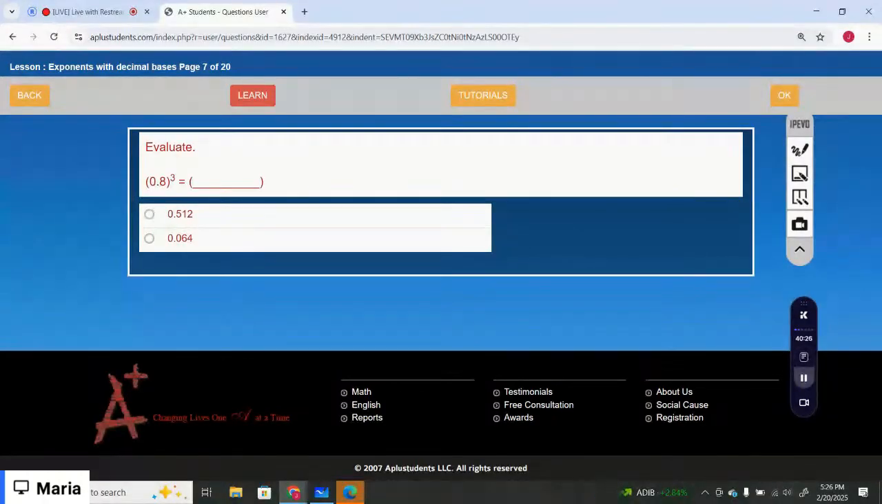0.8 cube. 0.8 times 0.8 times 0.8. So which is the correct option? Option number 1 is the correct option, that is 0.512.